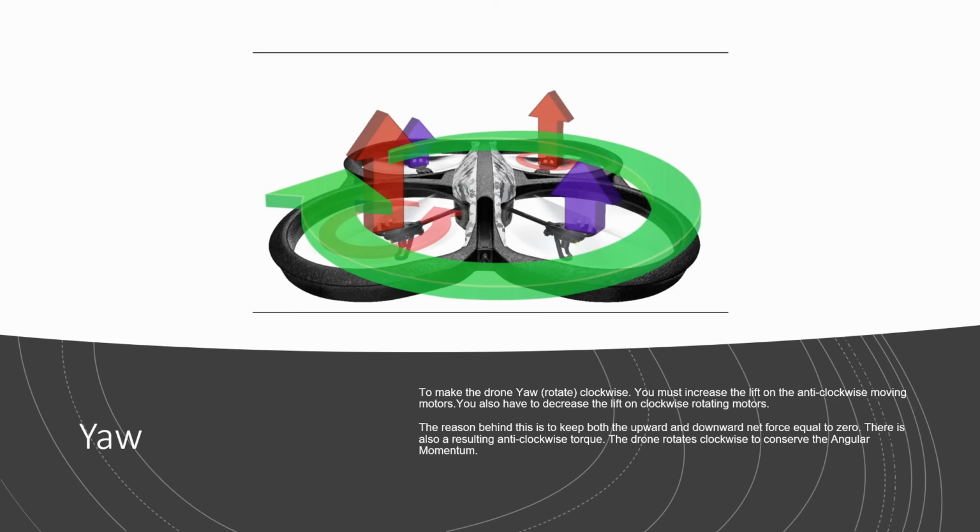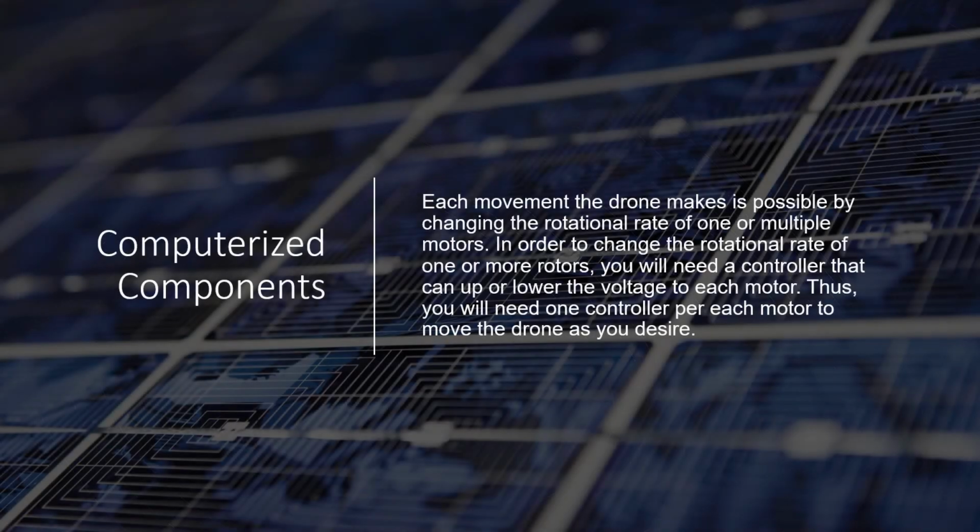Computerized components. Each movement the drone makes is possible by changing the rotation rate of one or multiple motors. In order to change the rotational rate of one or more rotors, you will need a controller that can increase or decrease the voltage to each motor. Thus, you will need one controller per motor to move the drone as you desire.